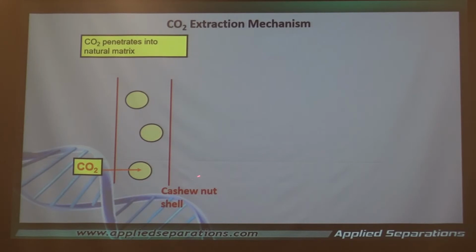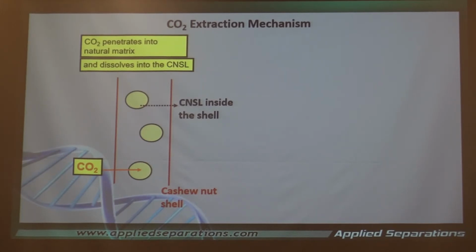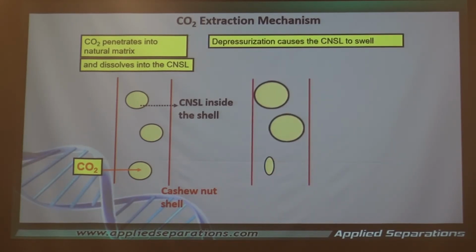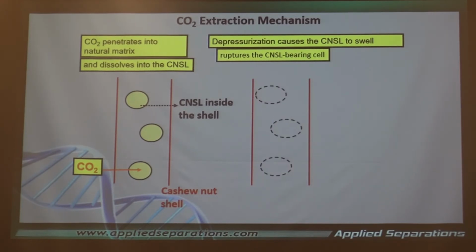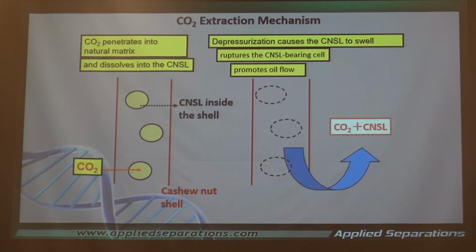The CO2 penetrates into this shell, inside of this vesicle, and dissolves the oil. What we wind up doing in this particular case is we depressurize, which causes it to swell, we depressurize rapidly, and it ruptures the vesicles. You don't have this kind of advantage when you're dealing with liquids. We're going to take the physical properties of the CO2, that is the gaseous expansion and then the depressurization, to cause the bends in this material. It will rupture, and now it's ready for solubility and flow.